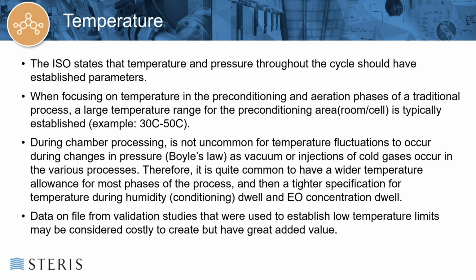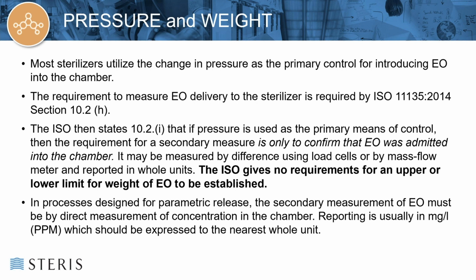Pressure and weight. Almost every sterilizer is going to utilize a change in pressure as the primary control for introducing EO into the chamber. And here's the reference I was alluding to a moment ago. The ISO requires that you have EO delivery measured, and pressure is the typical way to do it. It does state that if pressure is used as the primary means of control, then the requirement for a secondary measure is only to confirm that EO is admitted into the chamber.